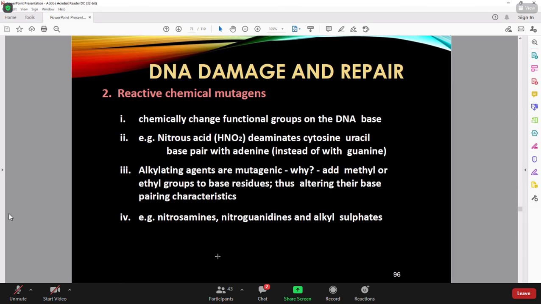Okay, and also alkylating agents are also mutagenic because they can add methyl or ethyl groups to base residues, and it can alter their base pairing characteristics. So these are the examples of chemical mutagens: nitrosamines, nitroguanidines, and alkyl sulfates.